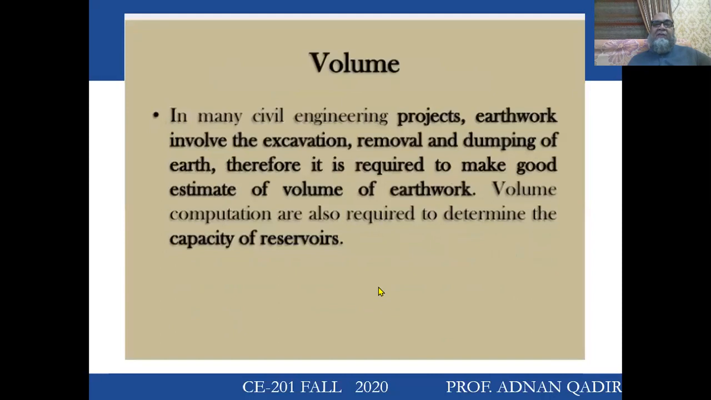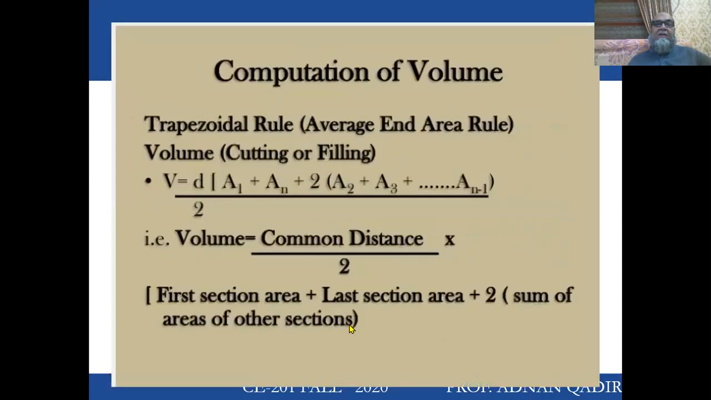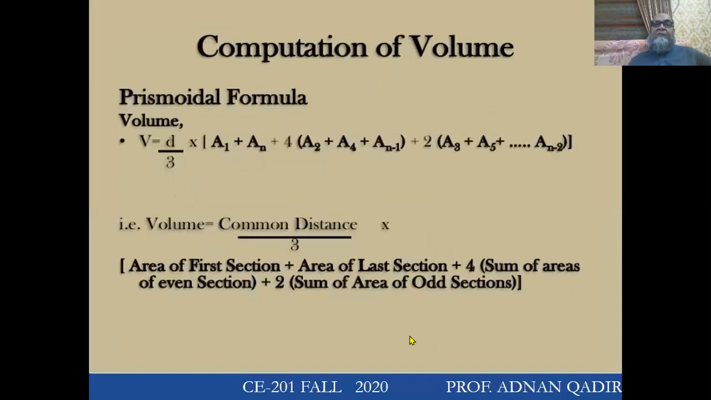What is the trapezoidal rule? In the trapezoidal rule, we add the first and last area, and we add the other areas multiplied by 2. This is the equal distance between the two areas, the common distance, and then divided by 2. So this is the first section plus last section plus 2 times the sum of the other sections. This is the computation of the volume using the trapezoidal rule.